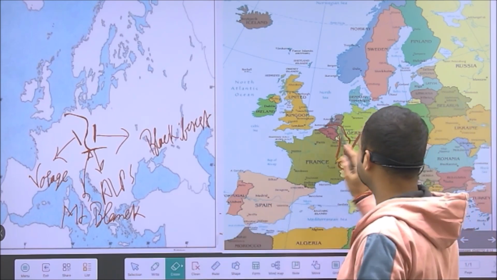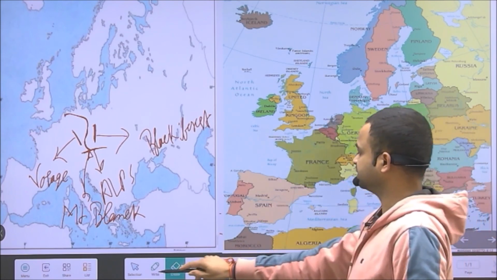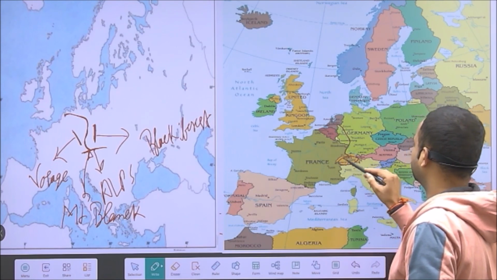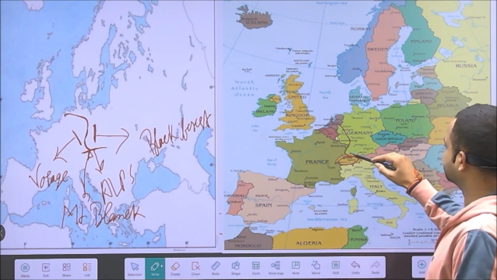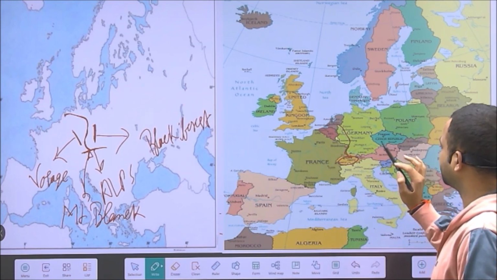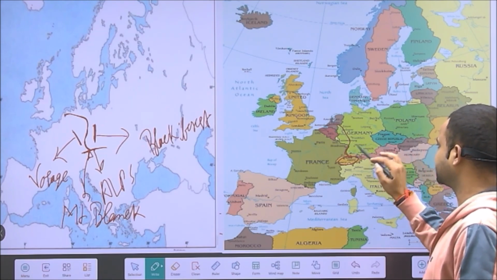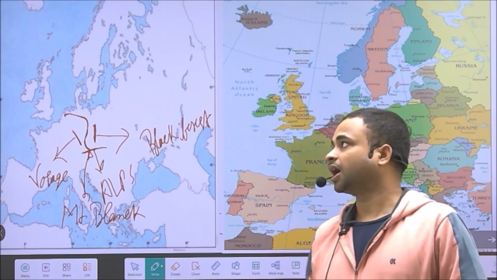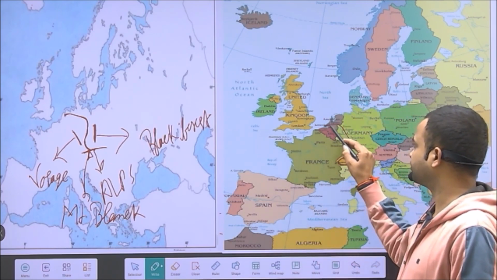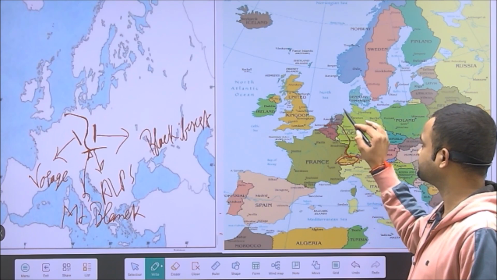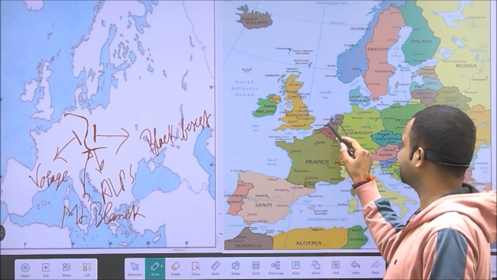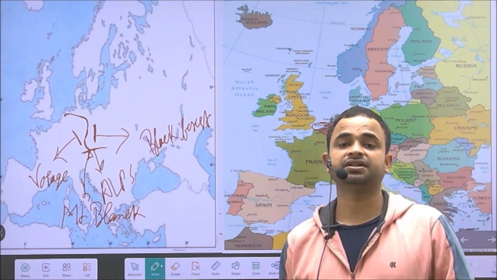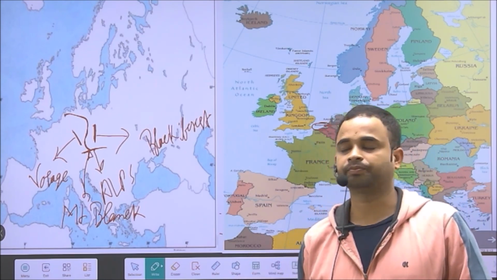As I said, this is a very important river of Germany. That's why here is the highest development of industries, and it is the busiest inland waterway of Europe. And in the mouth of the Rhine River, which lies on the North Sea, Rotterdam is situated, and Rotterdam is basically the busiest seaport of Europe.